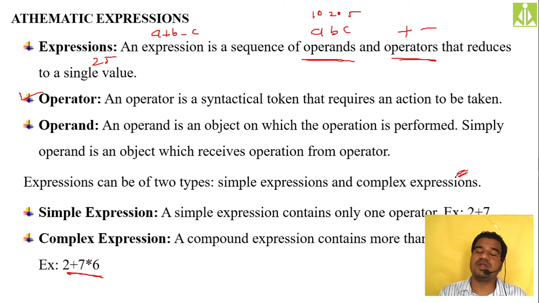Whether we have to evaluate plus first or whether we have to evaluate multiplication first, again, we have to follow some different rules. Like in your mathematics, we are following the BODMAS rule, isn't it? Here in C programming, we have a separate rule for this one that we will discuss when it comes in our discussion. Okay, so complex expression means more operators, simple expression means only one operator.